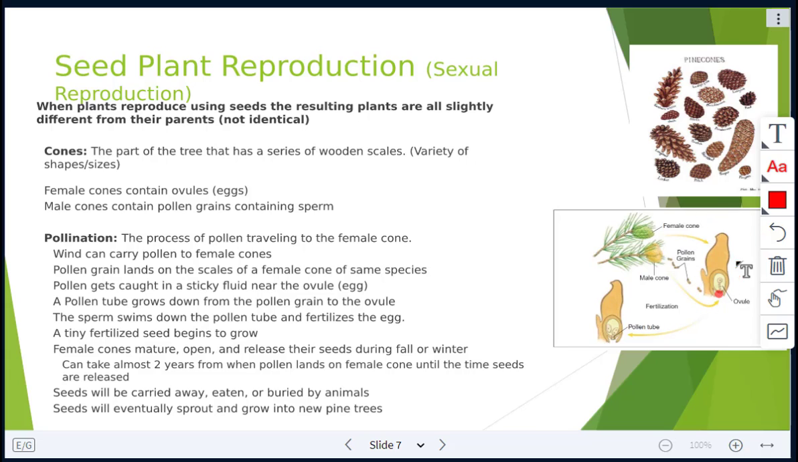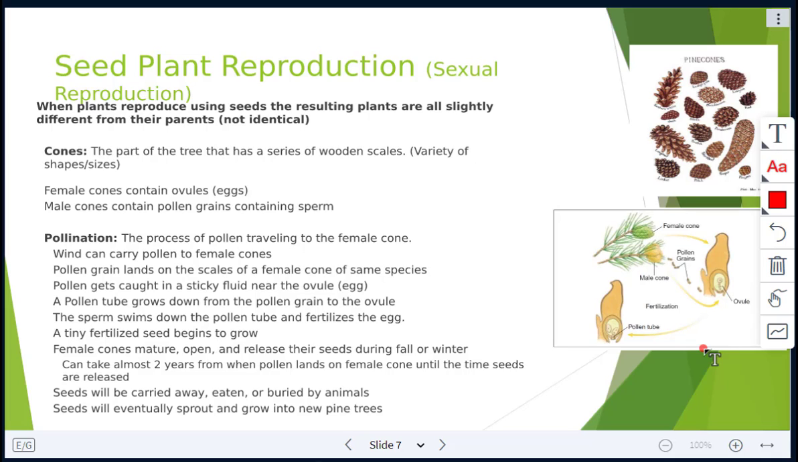And here we're looking at the female cone just in a little bit more detail. So we can see the ovule here in the female cone, which is also the egg. So the pollen grains, maybe by wind or insects or so on, will reach the ovule right here. All right. The pollen will get caught in the sticky fluid. There's usually a sticky fluid near the ovule, and that pollen grain will then stick here. Then a pollen tube will grow down from the pollen grain to the ovule. A tiny fertilized seed will then begin to grow.